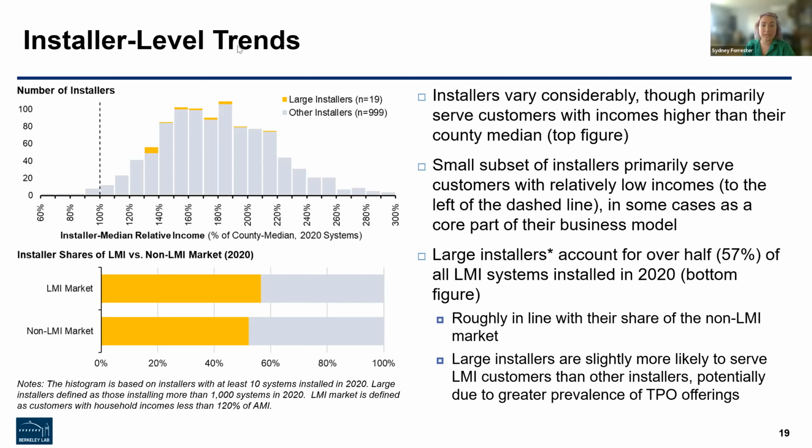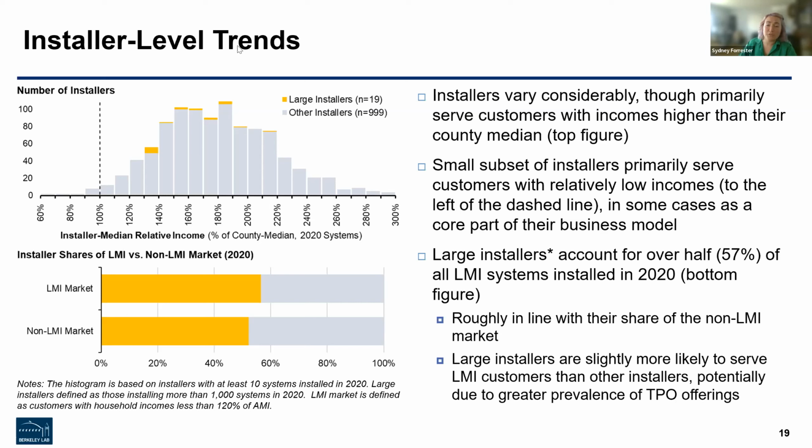And specifically when you're looking at the low to moderate income market, which is the bottom figure on the top, they account for over 57% of all of those systems installed in 2020. And this is roughly in line with their non-LMI market. But you do see that compared to the non-large installers or the other installers, they do have a slightly higher share in the LMI market. And this could be due to the fact that since they're larger, there's just more heterogeneity in terms of their offerings, things like third-party ownership available, et cetera.